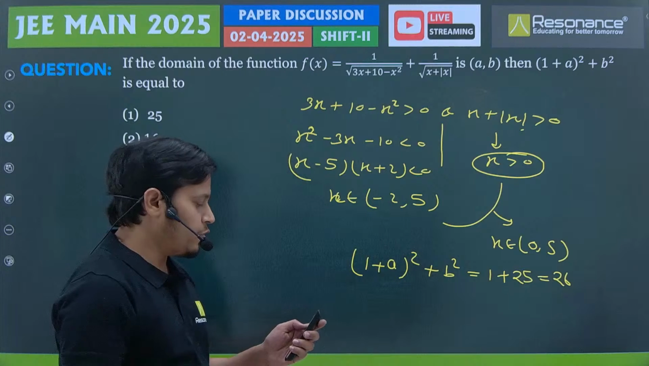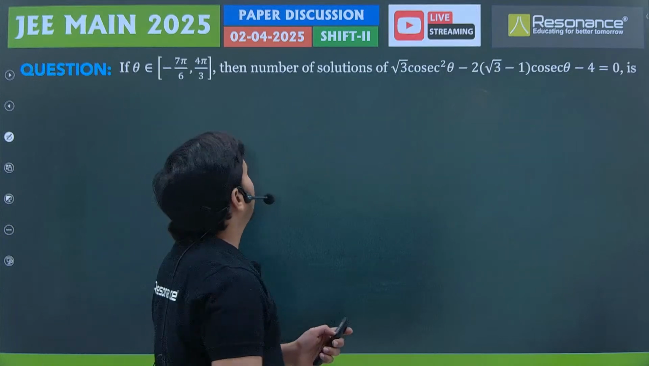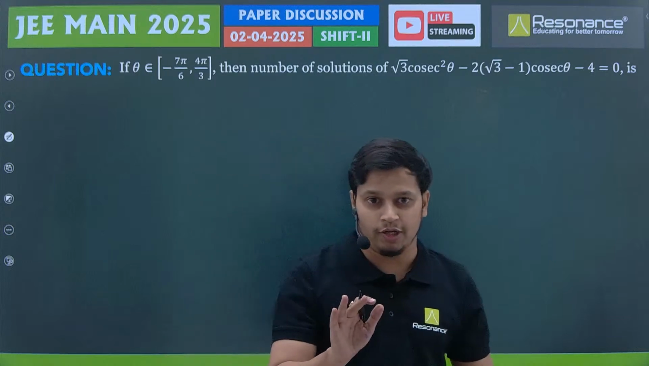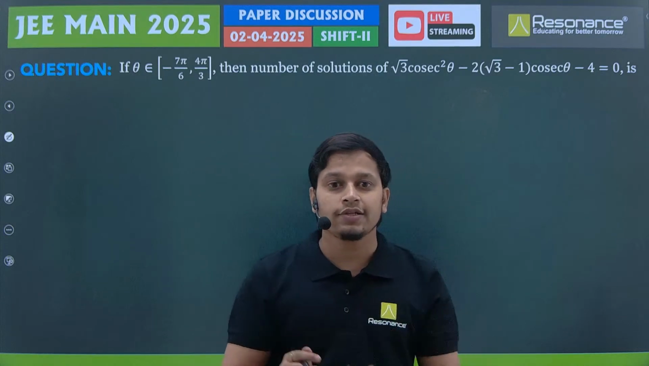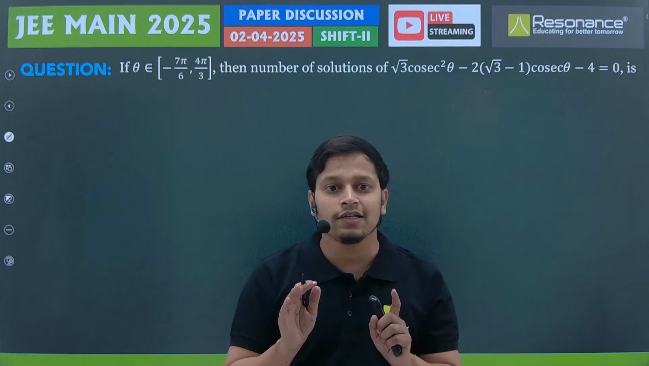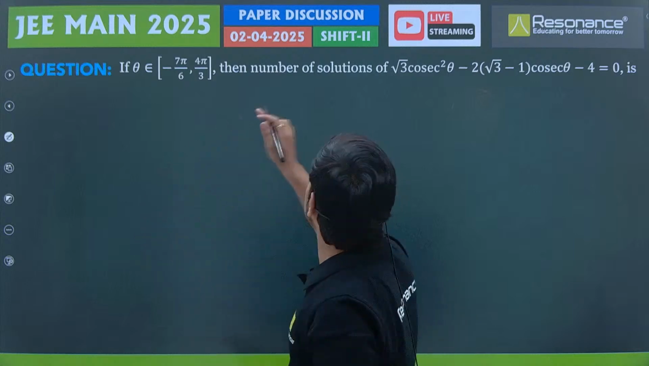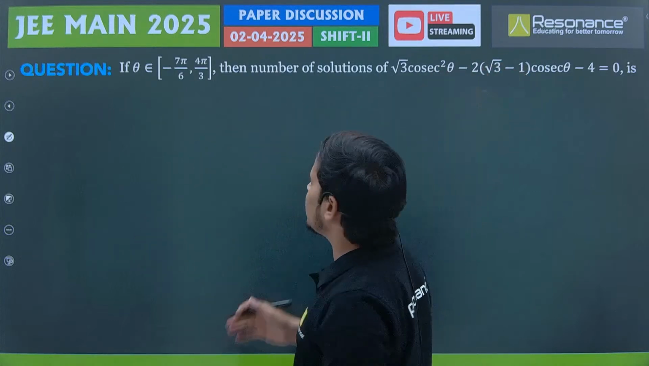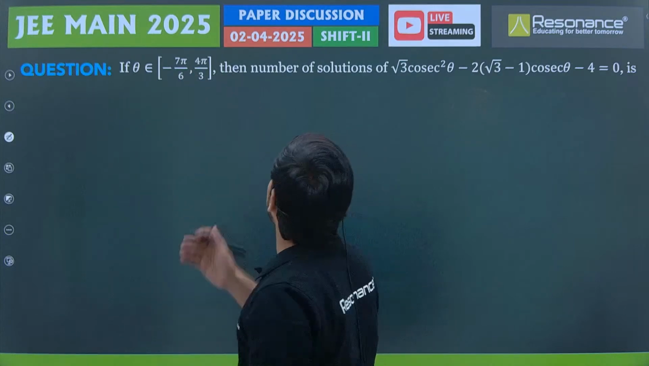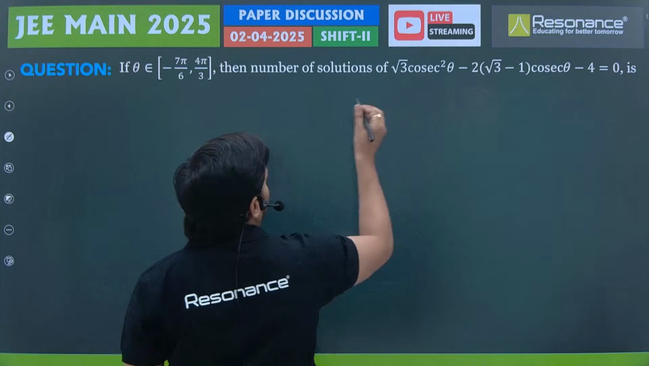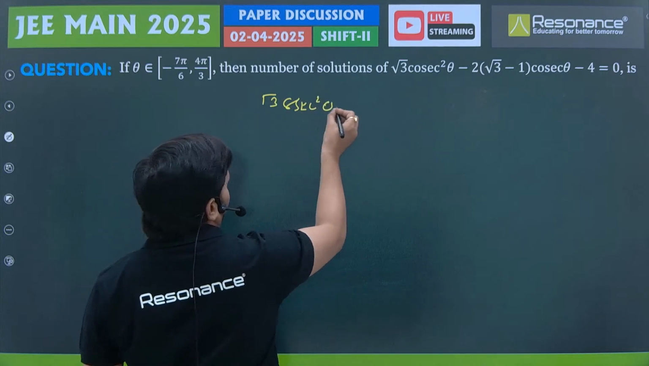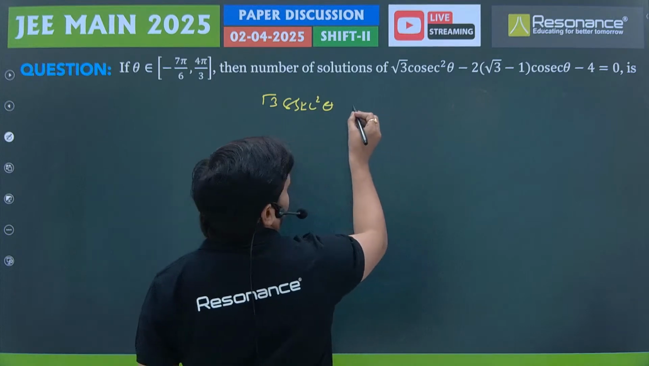I hope you got this question. Okay, next question. This next question is an easy problem from trigonometry, that is for sure. And second thing, the same kind of question came in the morning shift also. Exactly the same kind of question. The only change was that here they give it in terms of cosec, and that was in terms of cos. In the same way, the interval is also given. So now if I simplify, root 3 cosec square theta, I need to factorize to solve the trigonometric equation.